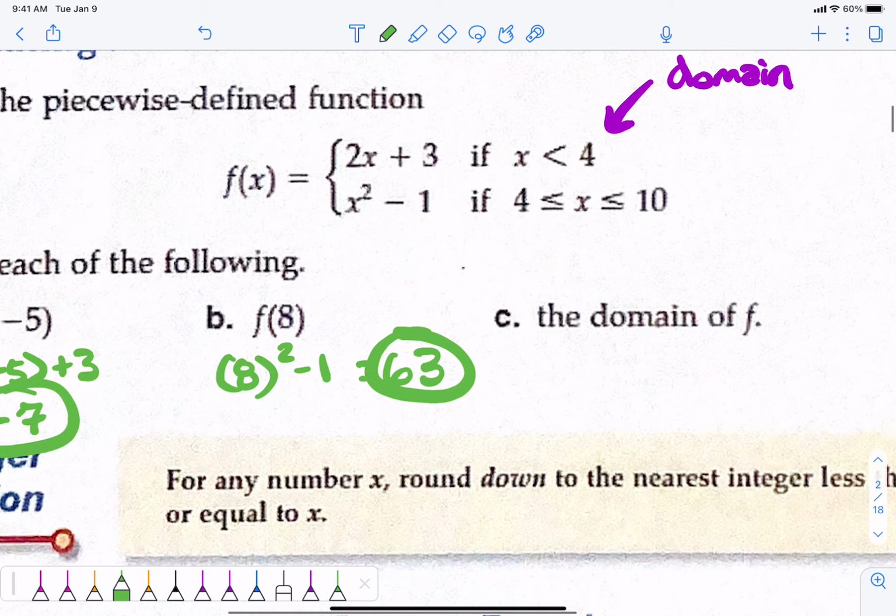Okay, and then we talk about the domain. What am I allowed to plug in and what am I not allowed to plug into this piecewise function? I have no clue. Can I plug in any number I want to? Yeah. It has to be less than 10.